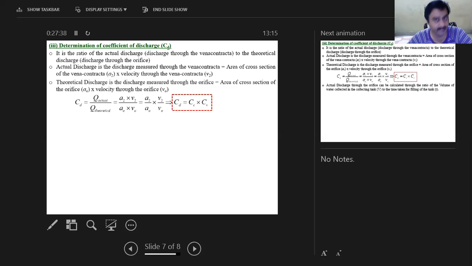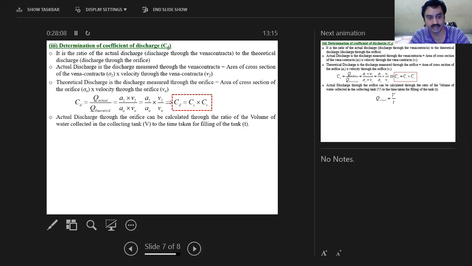How? We already got the value of C_V, that is the coefficient of velocity. Now we'll be finding out the value of C_D experimentally. Okay. Once we have the values of C_D and C_V, then C_C will be calculated by the ratio of these two. C_C will be C_D by C_V. That is how we'll be calculating C_C. Right? So C_V we calculated first. Now we're going to C_D, and after getting these two, we'll go for C_C as a ratio of these two. So let's see how to get the C_D.